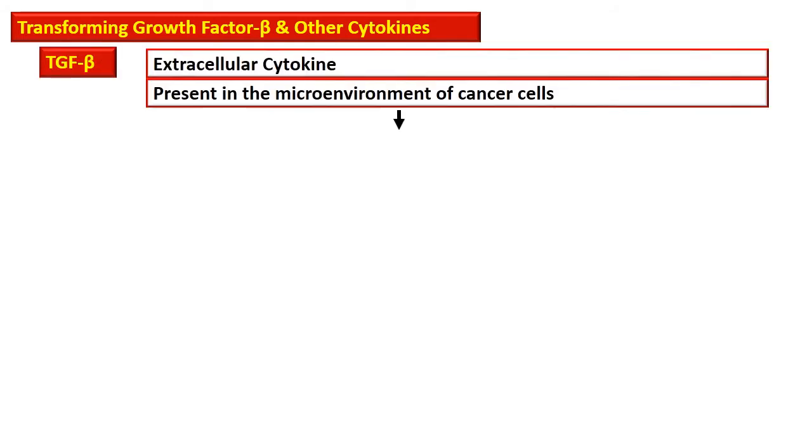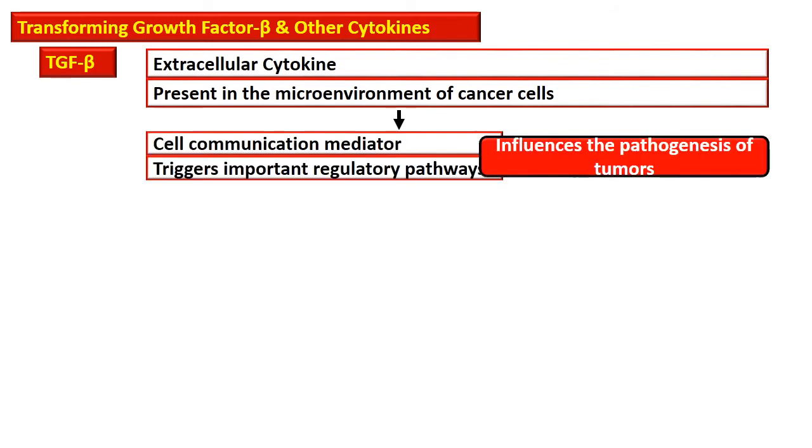The transforming growth factor beta or TGF beta is an extracellular cytokine that is present in the microenvironment of the cancer cell. It is an example of a cell communication mediator, and it triggers important regulatory pathways, and hence it influences the pathogenesis of the tumor.